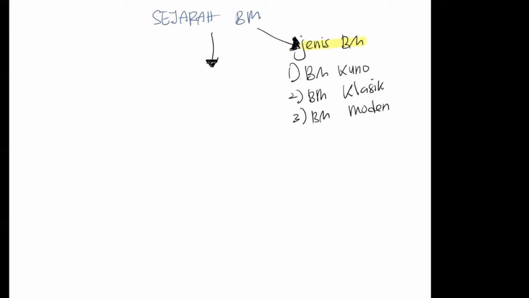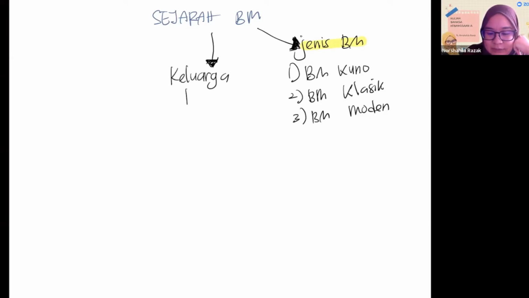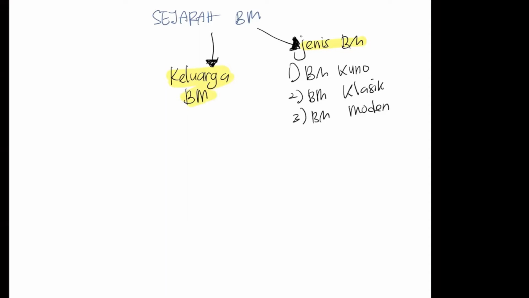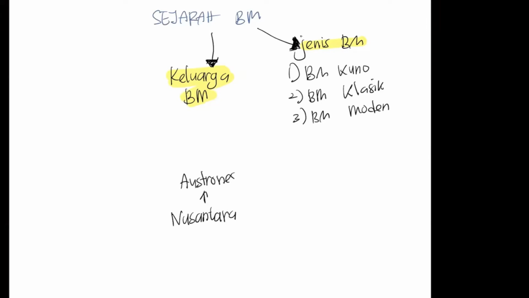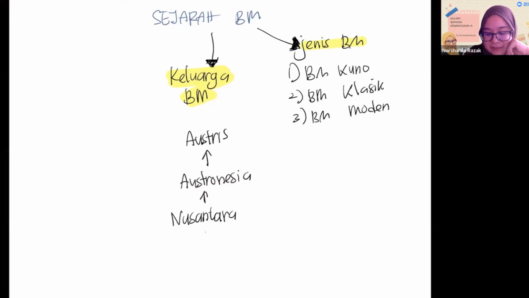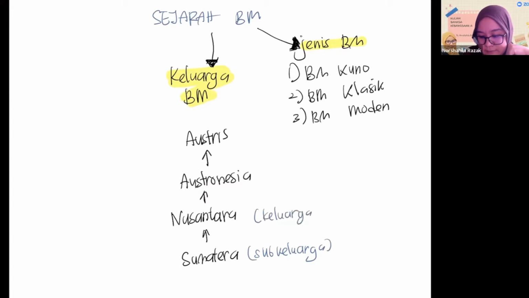Keluarga bahasa Melayu. Ini kena ingatlah bahawa keluarga bahasa Melayu kita di bawah subkeluarga Nusantara. Atas Nusantara kita ada Austronesia, dan atas sekali we have Austris. Dan kat sini kita ada subkeluarga Sumatera. Ini subkeluarga. Ini keluarga. Ini rumpun. Dan filum. Okay, ni antara yang kena ingat lah.